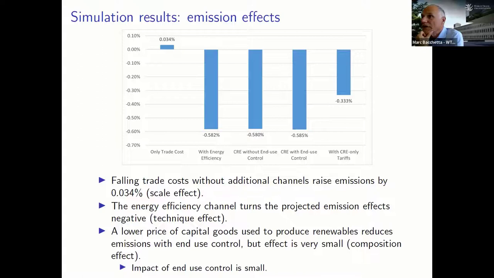The clean and renewable energy effect is a bit disappointing because without end use control, it actually slightly increases emissions. With the end use control, it increases a little bit the impact of the liberalization of trade in environmental goods, and increases by a very small amount the reduction of emissions achieved. The last column just shows that about half of this effect is related to tariffs, while the other half is related to NTMs.